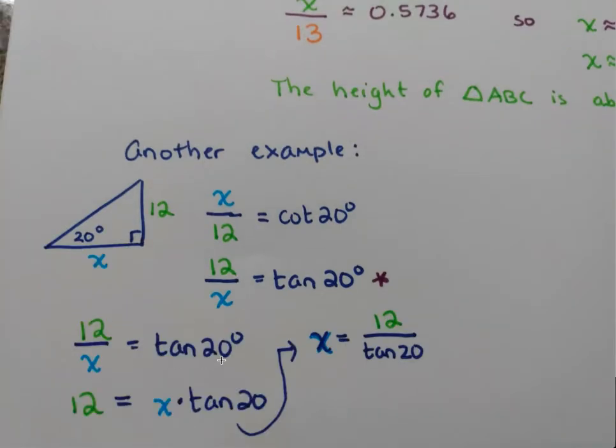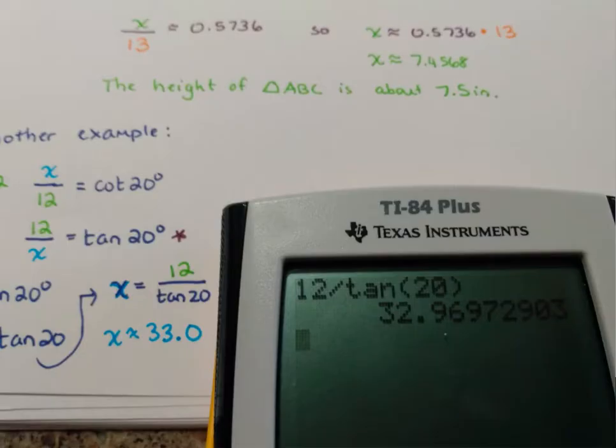So 12 over x is the tangent of 20. That means 12 is x times the tangent of 20. Remember, tangent 20 is just a number, and right now I just don't feel like writing that number down. So then I come over here, and I'm going to have to divide by that number to isolate x. So it's going to be 12 divided by whatever tangent of 20 is. All right, to the calculator.